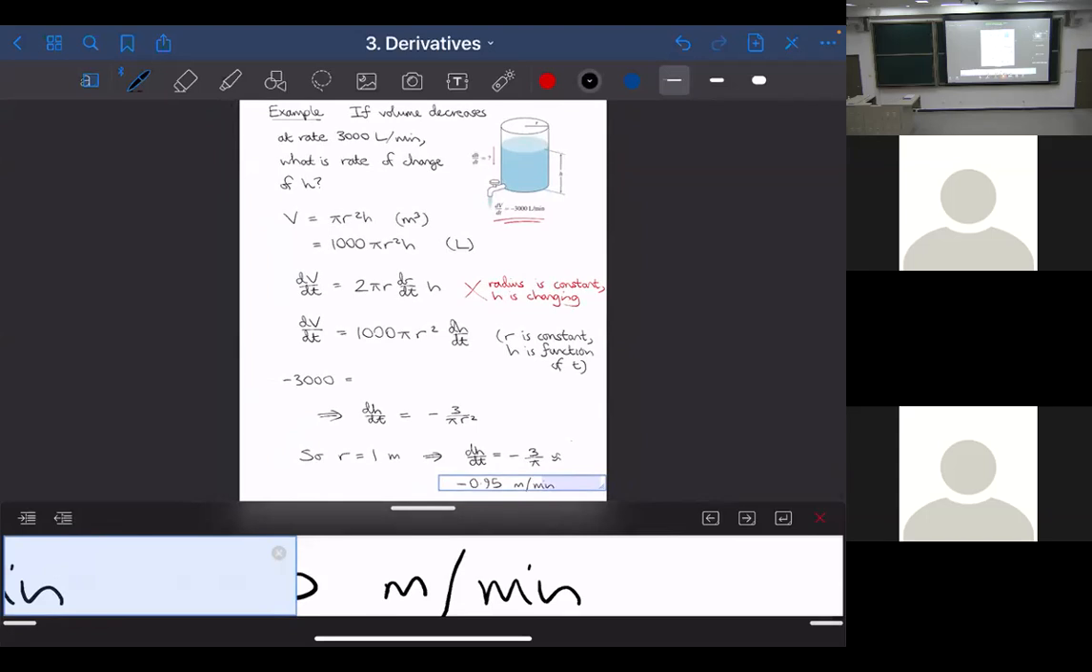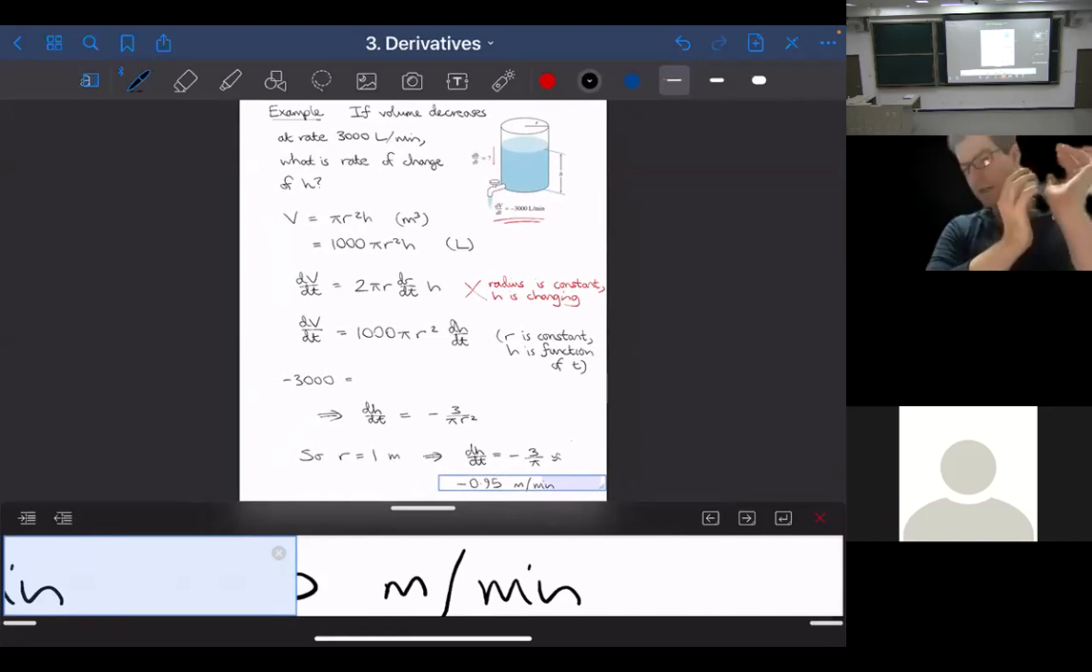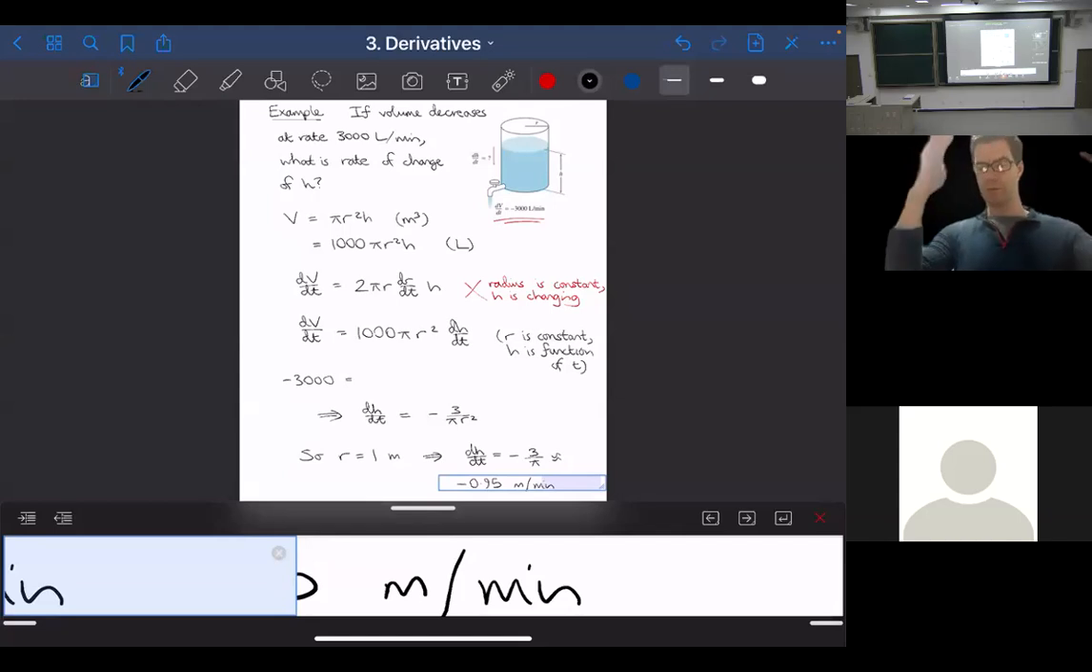Okay, so when we see that number, let's check if it seems about right. So we have a tank of radius 1 meter, diameter 2 meters. And we're saying we are removing 3,000 liters every minute. So if 1,000 liters is a meter cubed, that means we're removing 3 meters cubed every minute. So that sounds about right. If the diameter is 2 meters and we remove 3 cubic meters every minute, then the level is going to go down about 1 meter per minute. That seems about right. It's good to check like this to make sure we are not 10 times too big or 10 times too small.